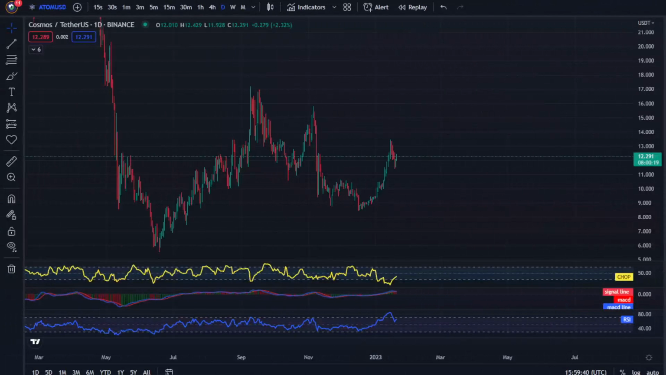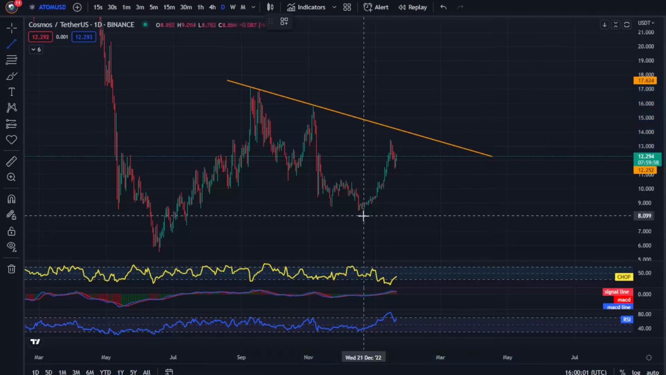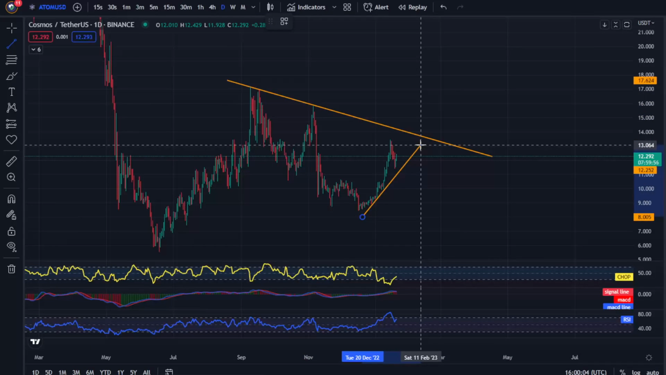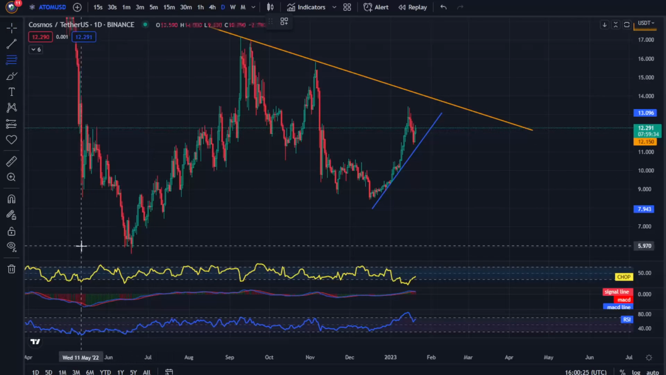As the last in today's review, we will check the Atom chart, just like its predecessors, on a one-day interval. Let's start by marking the downtrend line that the price has to face, and then it is worth marking the local uptrend line that the price is currently moving above.